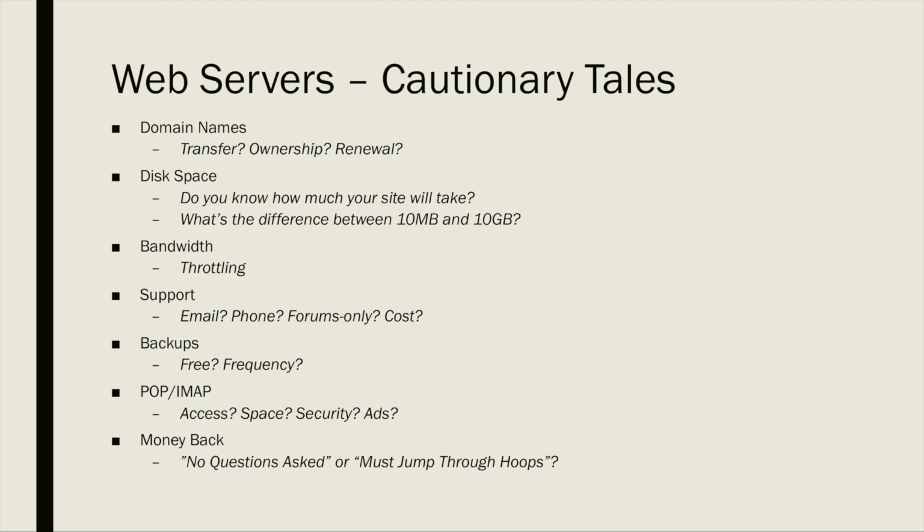Towards the bottom, if you don't know what POP or IMAP is, that is basically your email. Sometimes some web services will give you the capability to have an email address associated with a domain, which is great. However, sometimes they only allow you to access it via their own website. If you want to use Gmail or Outlook or something else to pull your email from that server onto your own system, they may disable POP and IMAP access, which means that you have to use their service to do it.